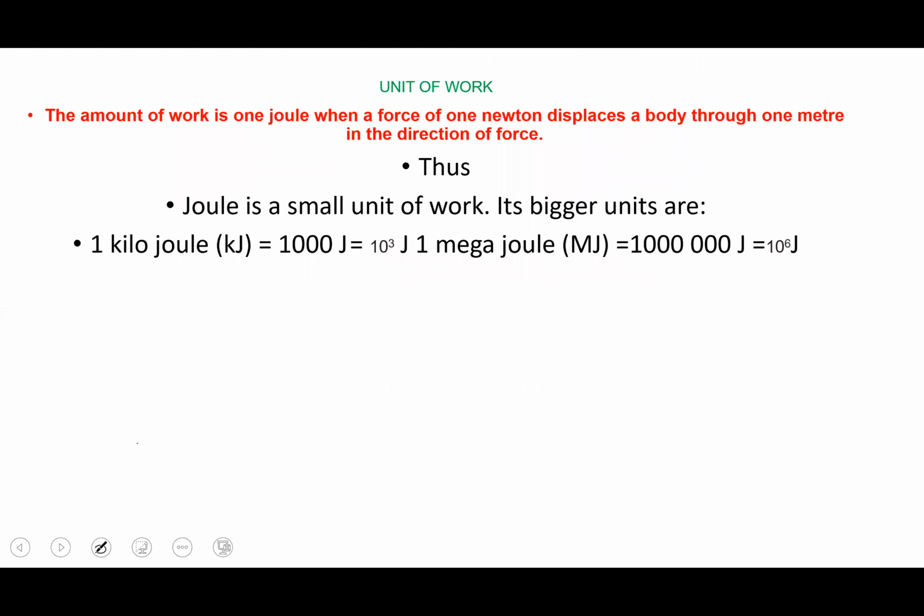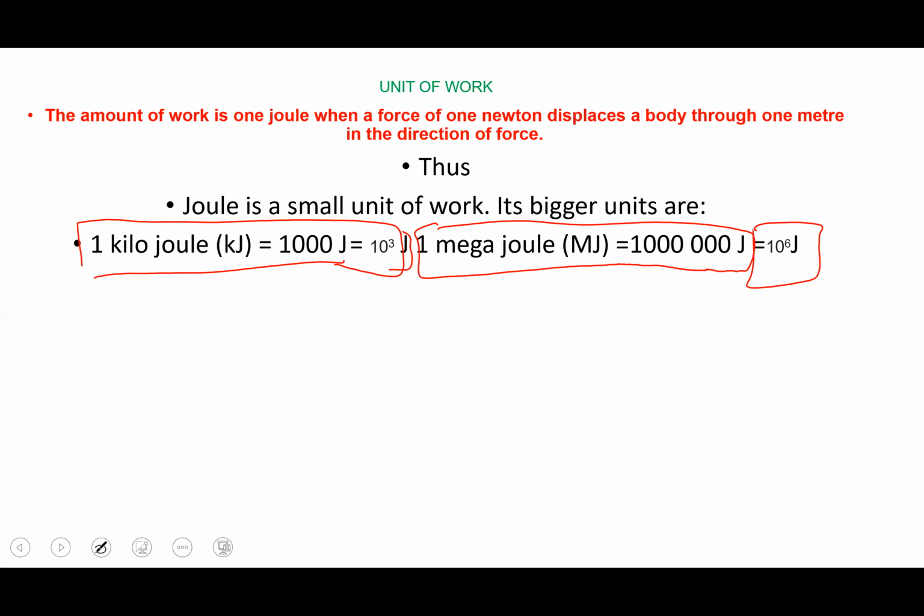Moving on to our unit of work, the amount of work done is 1 joule when a force of 1 Newton displaces a body through 1 meter in the direction of the force. Thus, joule is a small unit of work. Its bigger units are 1 kilojoule, which is 1000 joule, or we can say 10 to the power 3 joules. Now this can also be represented as megajoules. 1 megajoule, MJ, is equal to 1,000,000 joule, or simply 10 to the power 6 joule.